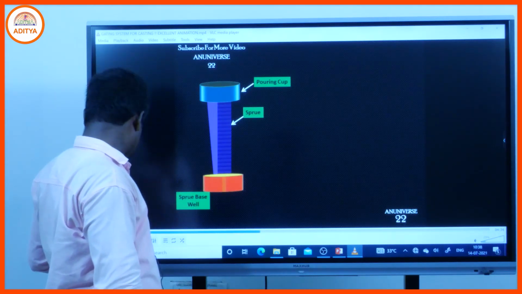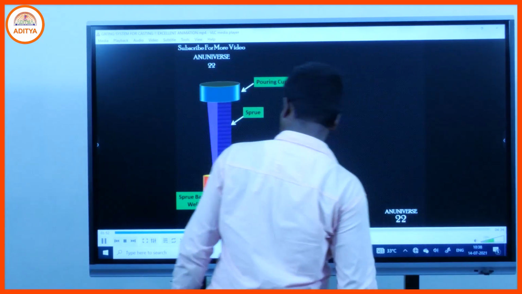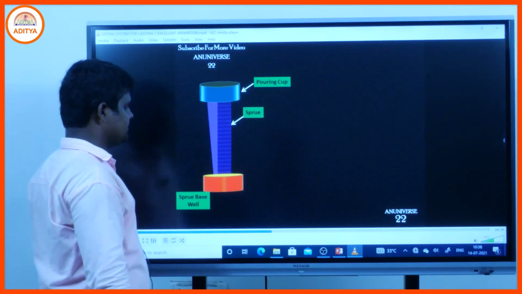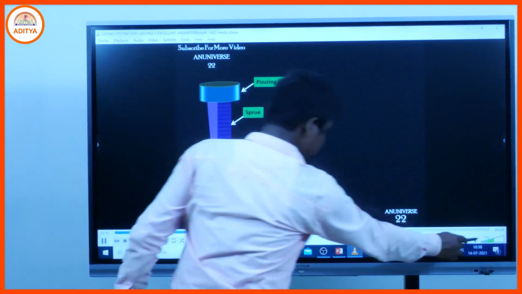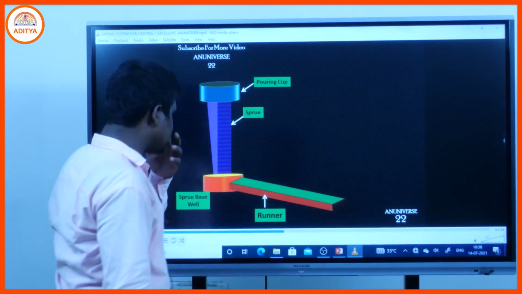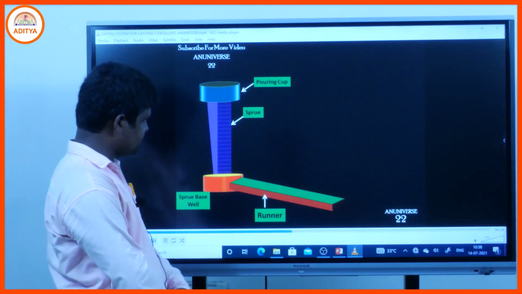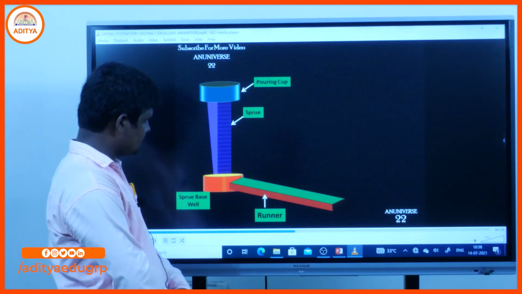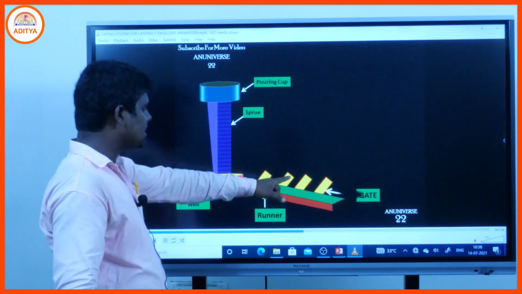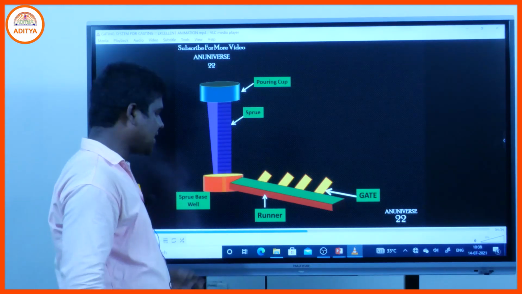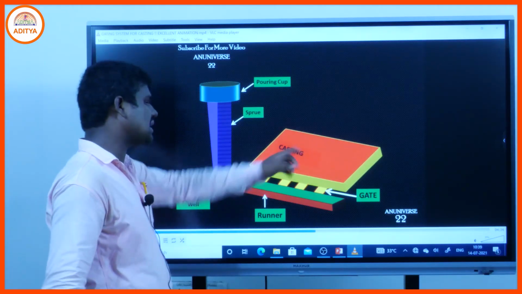That is the sprue base well. That is the runner. The runner is connected to the sprue base well. Those are the different parts of the gating system, and different gates are connected to the runner, and through those gates the liquid molten metal comes to the casting.